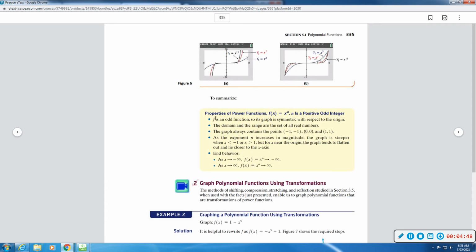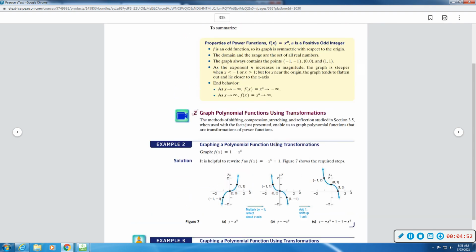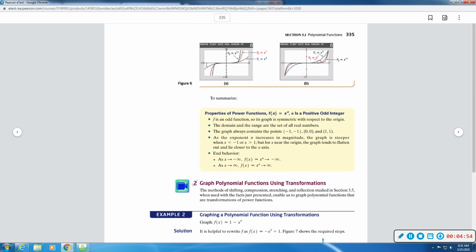Now, we also have end behavior of a positive odd. Okay. And then you see a picture here. So positive goes up on the right and negative goes down. So these do the same thing. So if it's negative, as I'm going to the left, it's going down. And then as I'm going to the right, it's going up. So that is positive odd.